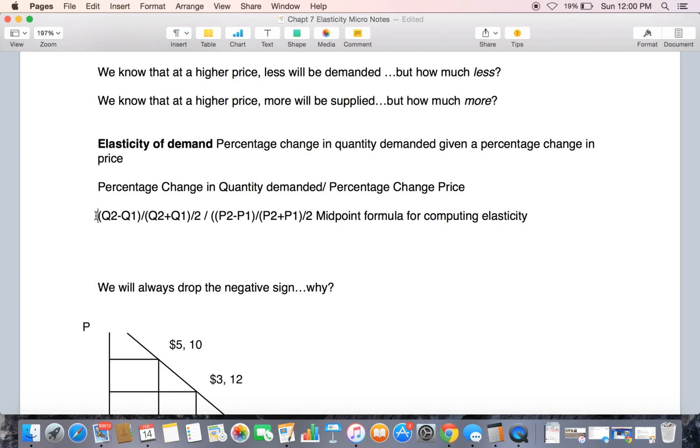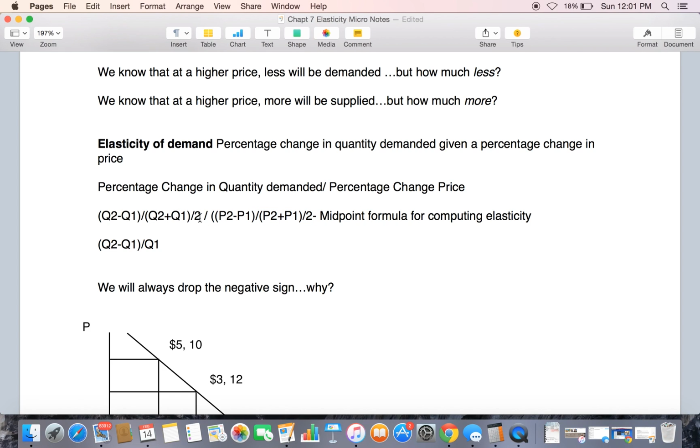In an actual formula, this would be kind of a basic formula, but we want to use the midpoint formula here. Now the midpoint formula is taking the average of the quantities and the average of the prices. So instead of simply saying what is the change in Q2 minus Q1 over Q1, we're actually going to use the average of Q2 and Q1 to get a more precise formula. And we're going to do the same thing for our prices.